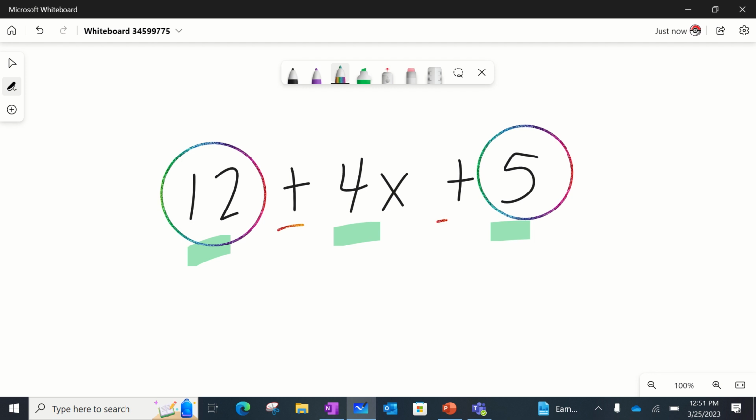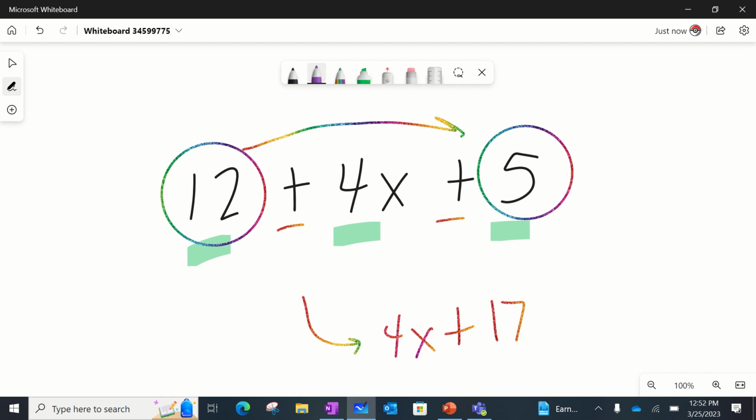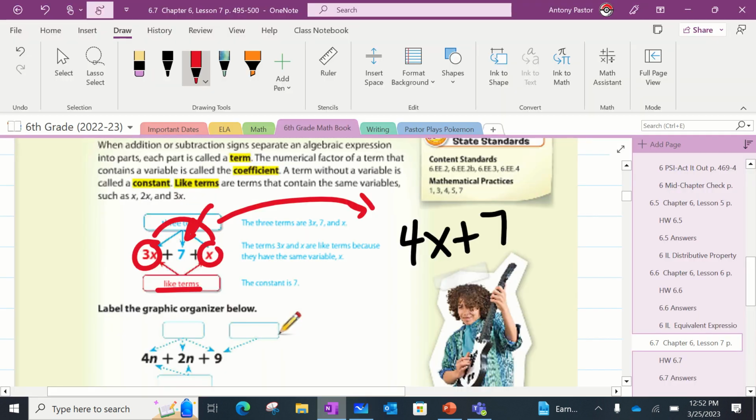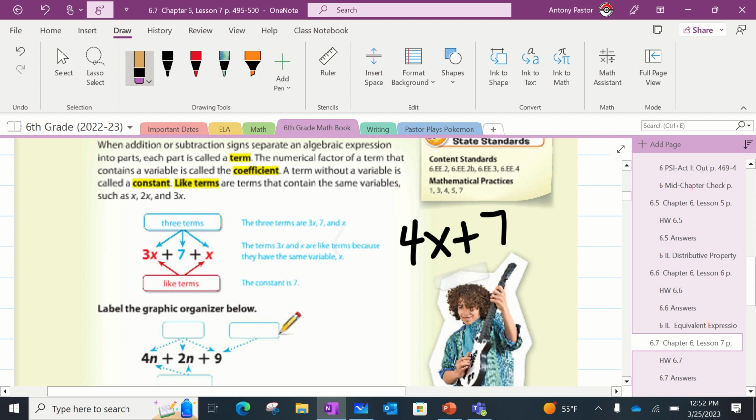Remember, since we're adding all of these as a different type of operation, I can combine these two. This will then become 4x plus 17. Or if you put 17 plus 4x, that's fine. Typically, we like to put the variable first, but either one would be acceptable. So in this case, 12 and 5 are like terms because they're whole numbers that don't have a variable. In this case over here, 3x and x were like terms because they both had x.